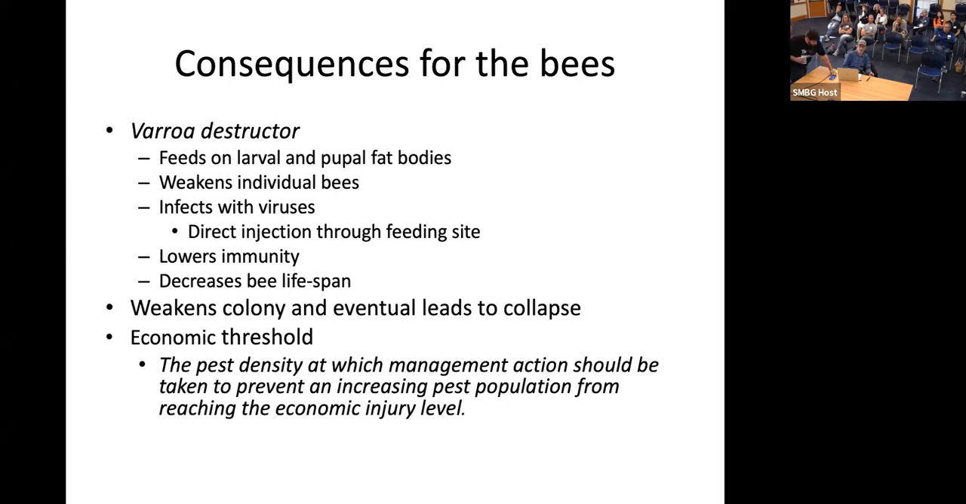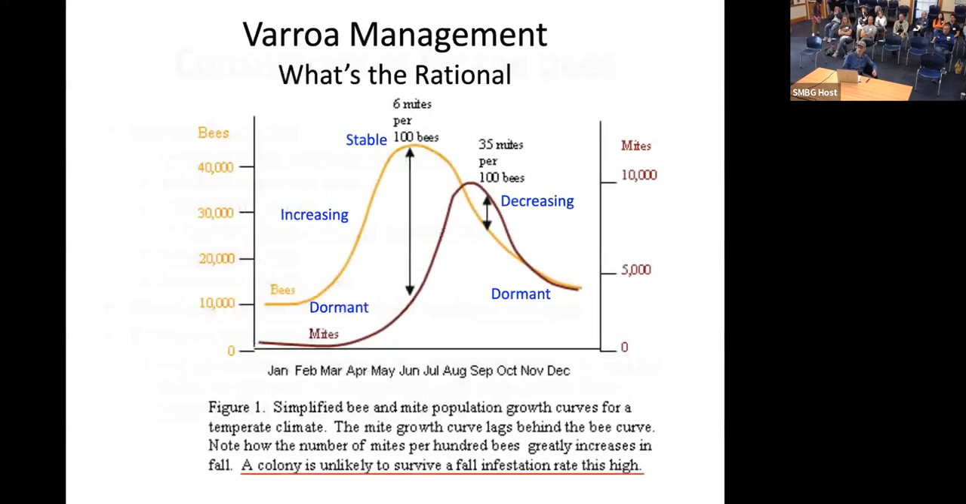It weakens the colony, and that leads to the concept of an economic threshold. What's the economic threshold? The pest density at which damage is done. So the pest density at which management action should be taken to prevent an increasing pest population from reaching the economic injury level where the colony will die.